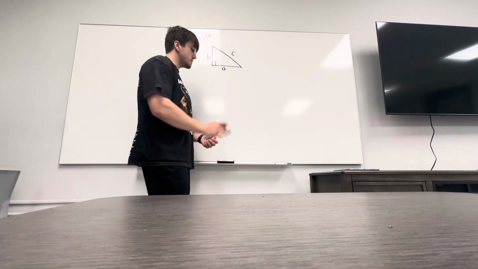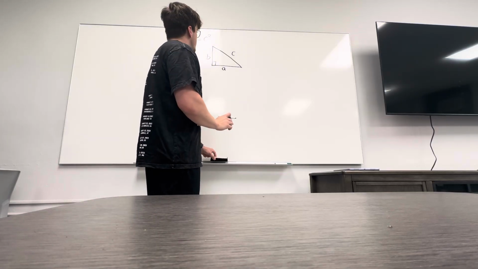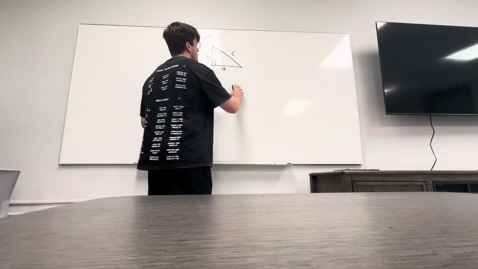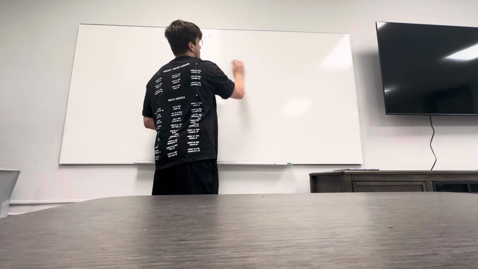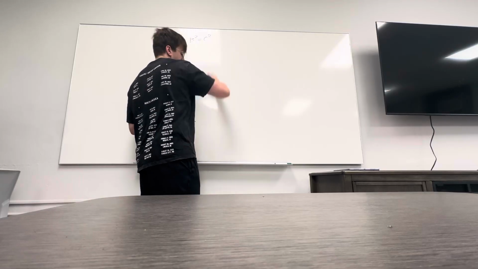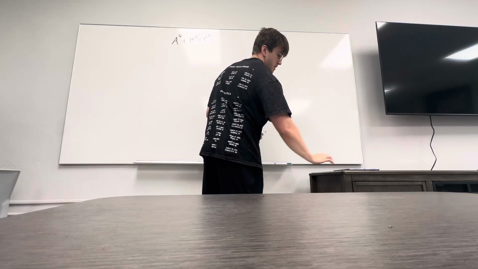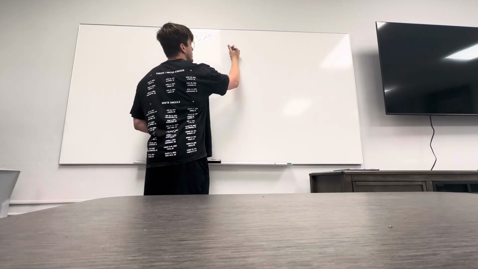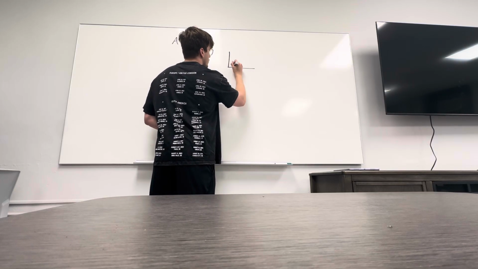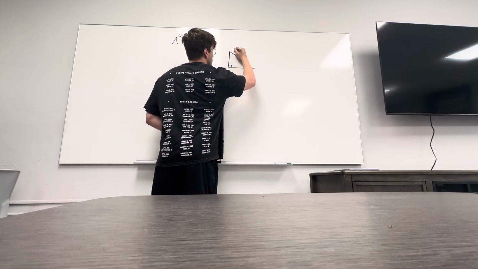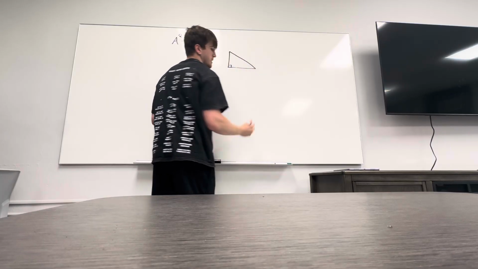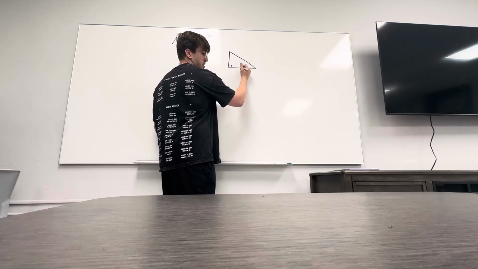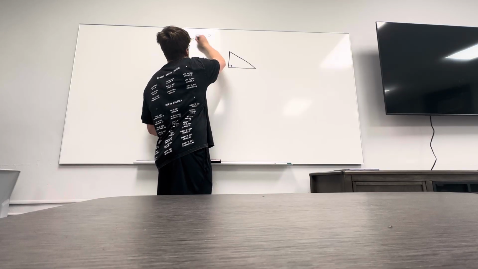Okay? Now that you've got this, the easiest way to explain it to you is just to show you how it works. I'll leave this up here so I can reference back to it. All right. So if you have a triangle, again, with a right angle, with sides A, B, and C, then you can use this formula.